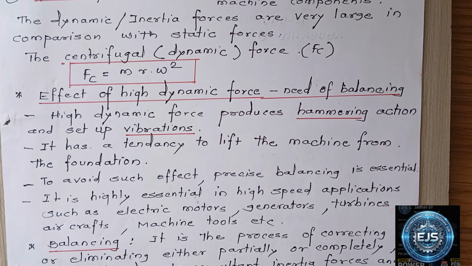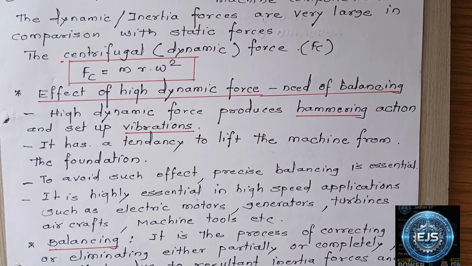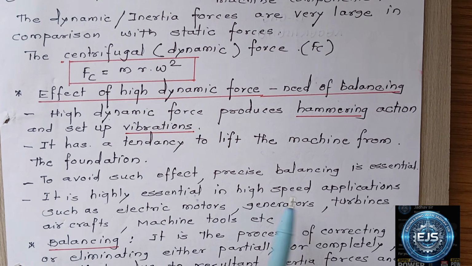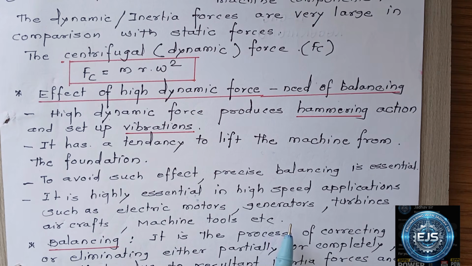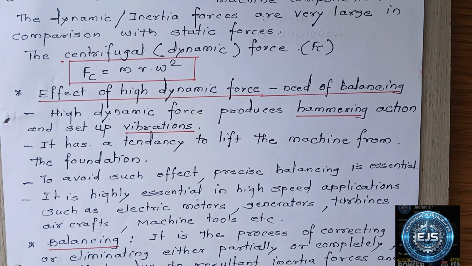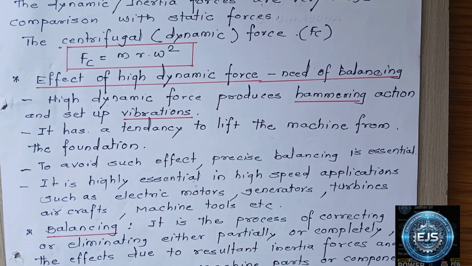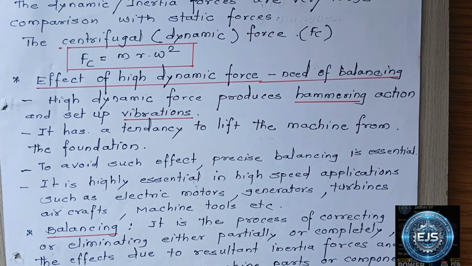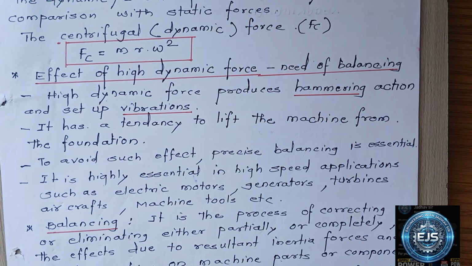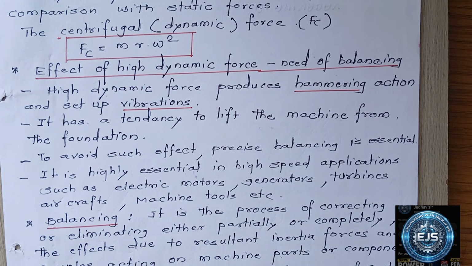So to avoid such effects, hammering action, vibrations, tendency to lift the machine from the foundation, precise and proper balancing is essential. It is highly essential in high-speed applications such as electric motors, generators, turbines, aircrafts, machine tools. These are the applications where the speed of rotation is very high. In such applications, the dynamic force is of very large magnitude, and to avoid the ill effects of these unbalanced forces or dynamic forces on the machine, it is very much necessary to do the precise balancing of the rotating or reciprocating parts.